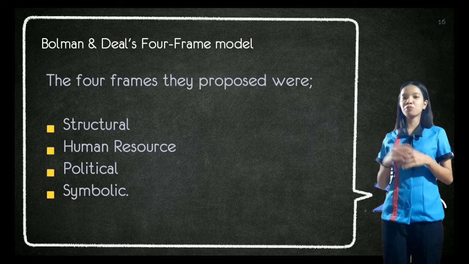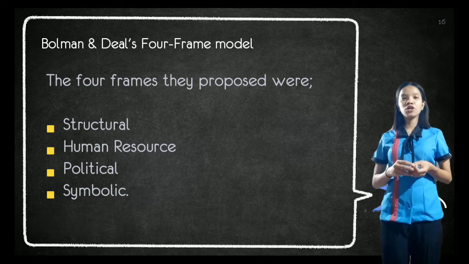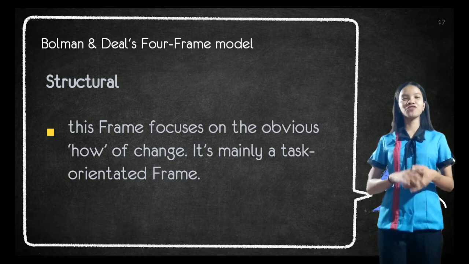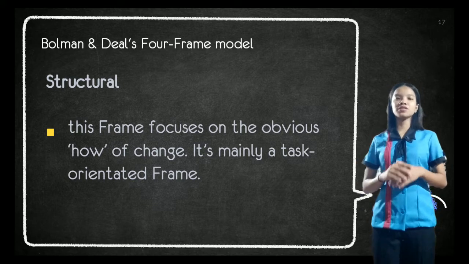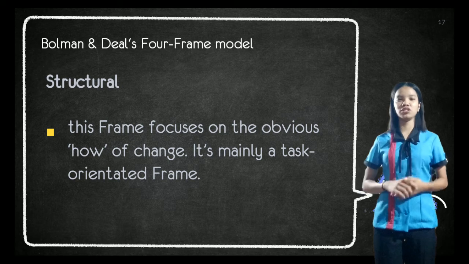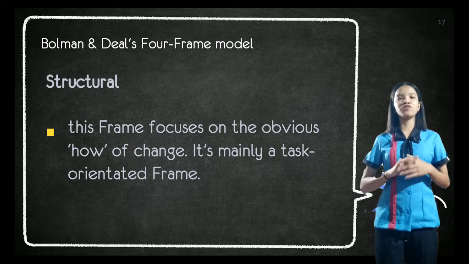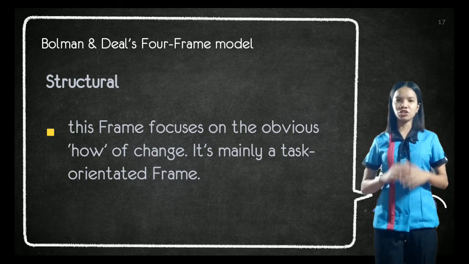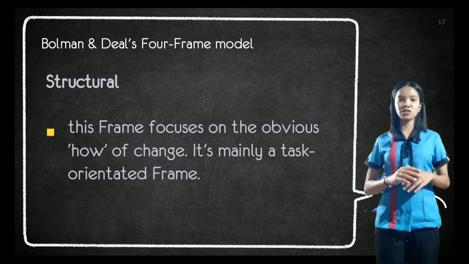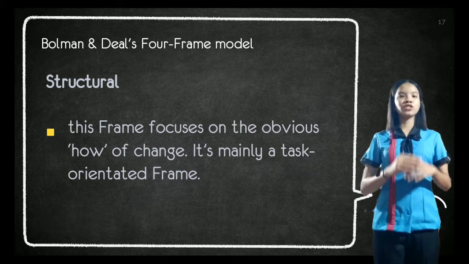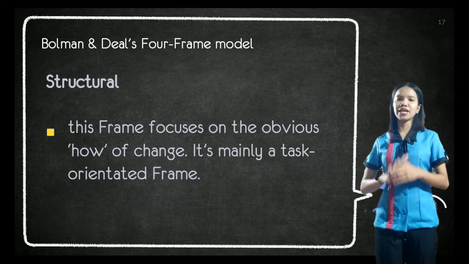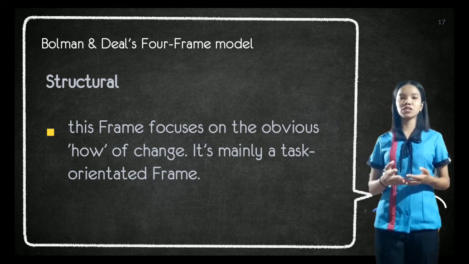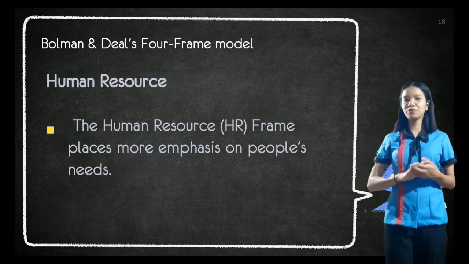Bolman and Deal's four-frame model. The four frames they proposed were structural, human resource, political, and symbolic. So first, let us define structural. This frame focuses on the obvious how of change. It's mainly a task-oriented frame. So, structural concentrates on strategy, setting measurable goals, clarifying tasks, responsibilities, and reporting lines, agreeing metrics and deadlines, and creating systems and procedures.